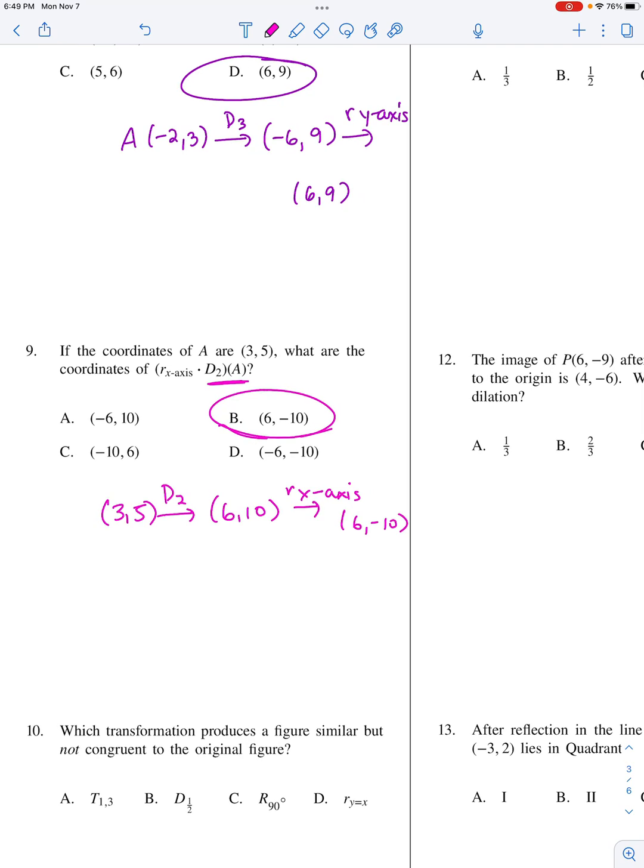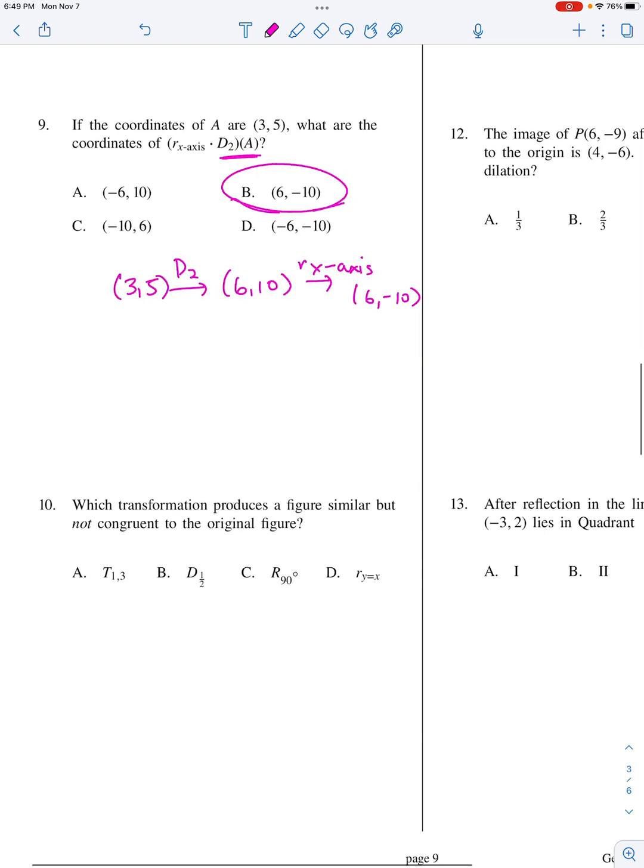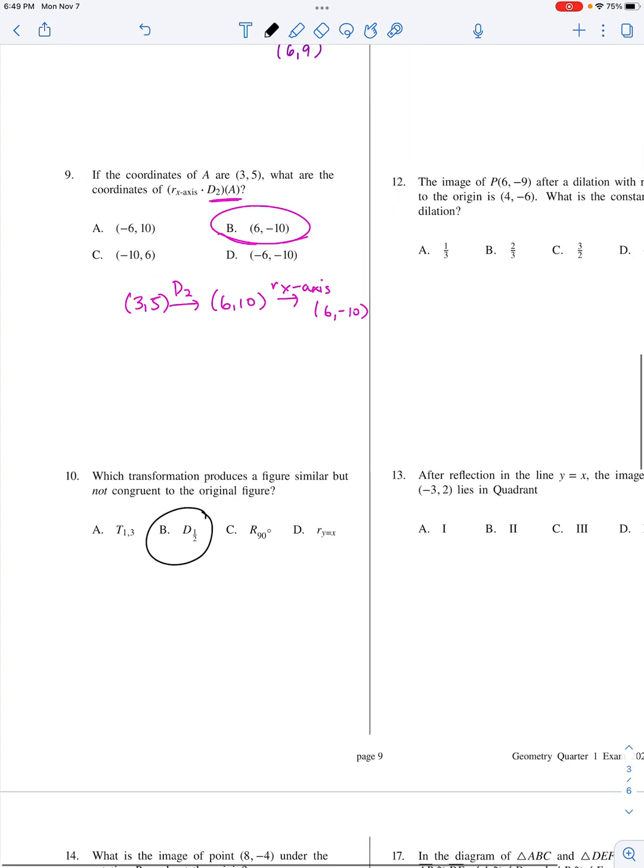Make sure you start on the right with these. All right, for number 10, the only one that's going to give you a non-congruent is a dilation. Any dilation will give you a figure that's not congruent to the original because it'll be smaller or bigger.